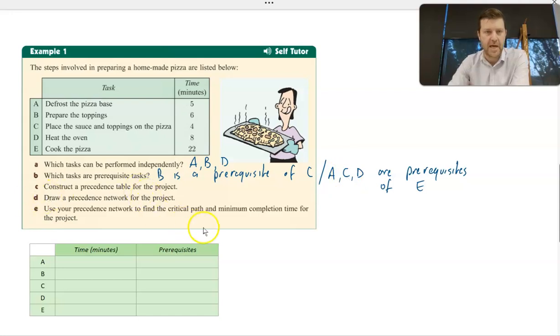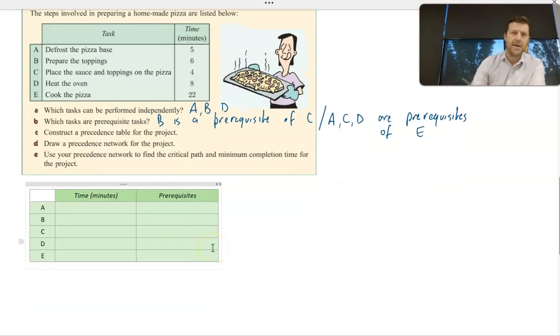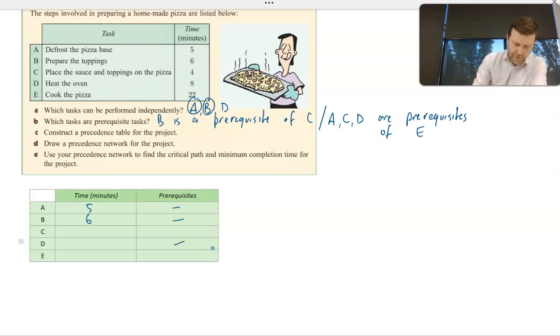So then construct a precedence table for the project. Now we have the time. Task A is 5 minutes. It has no prerequisite. Task B takes 6 minutes. It has no prerequisites. Preparing the toppings. And task D, which also has no prerequisites, takes 8 minutes, heating up that oven.